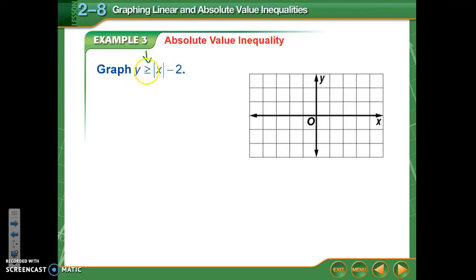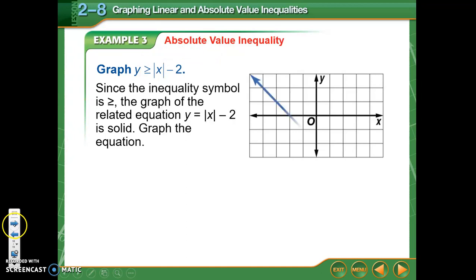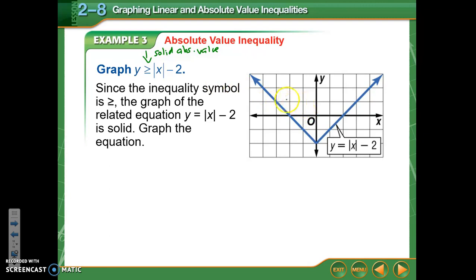And because this is greater than or equal to, it's going to be graphed as a solid line. Well, it's not really a line, a solid absolute value graph. Okay, so it's not going to be dotted, it's going to be solid. When we graph the absolute value of x minus 2, we get a graph like this.